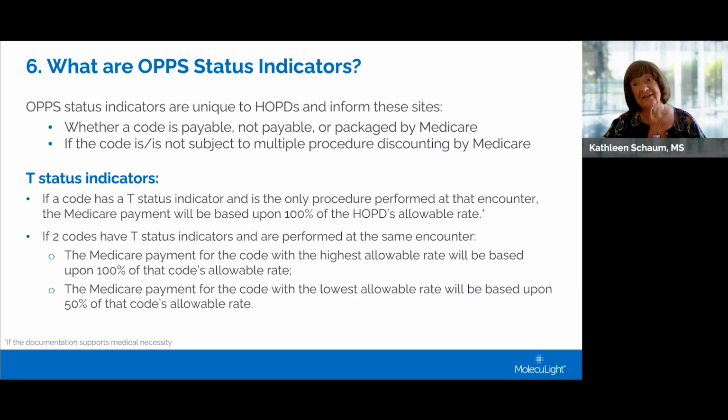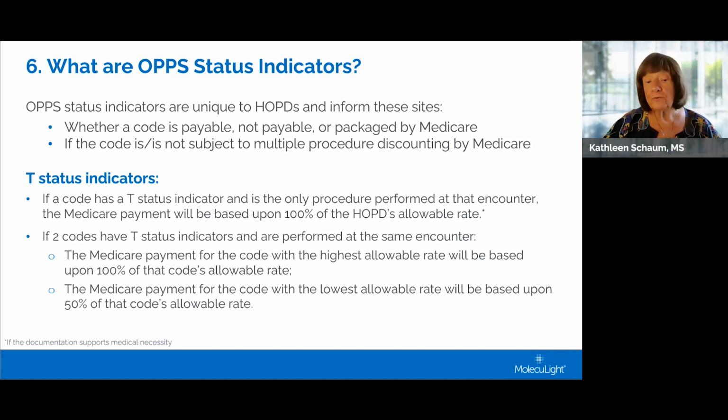And that brings us to frequently asked question number 6. What are OPPS status indicators? Well, OPPS status indicators are unique to HOPDs, and they inform these facilities of 2 things. First, whether a code is payable, not payable, or packaged by Medicare. And second, if the code is or is not subject to multiple procedure discounting by Medicare.